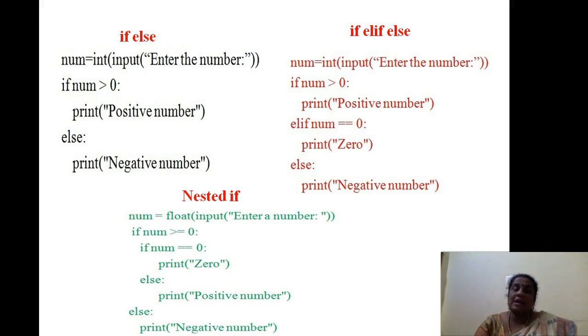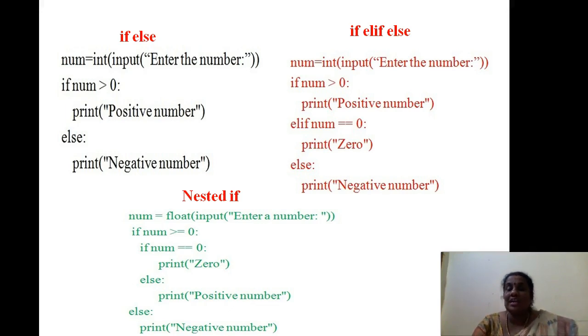You can see here, I am getting a number. You have to check if the number is greater than 0. If it is not, it is a negative number. If it is equal to 0, it prints 0. Else it prints a positive number. So inside one if, you will have one more if.